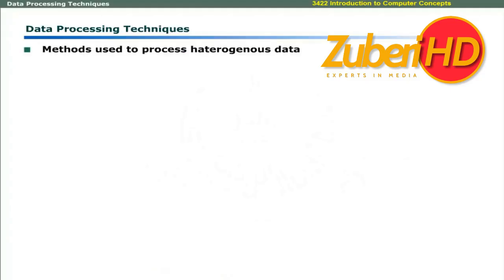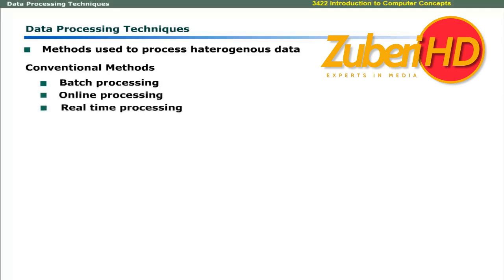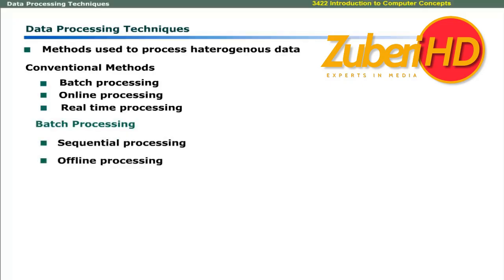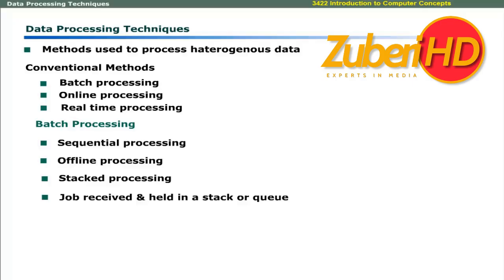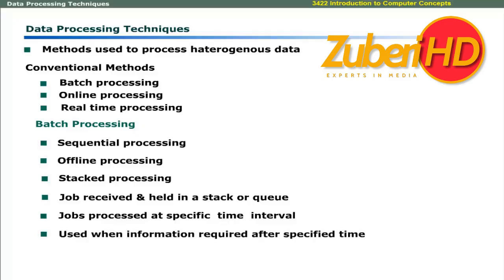Processing methods are used to process different types of data. Conventionally, batch processing, online processing, and real-time processing techniques are used. Batch processing method is also known as sequential, offline, or stacked processing. In this method, jobs are received and placed in a stack or queue. These jobs are entered in a system after a specified interval of time to generate output. Batch systems are used where information is required after a specified interval of time.